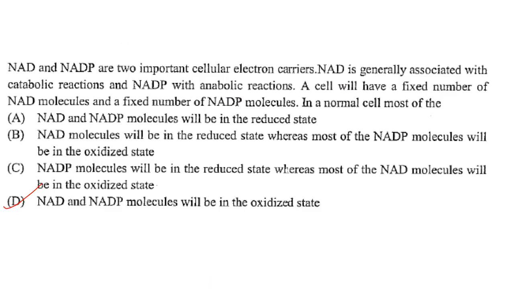Then next one. NAD and NADP are two important cellular electron carriers. NAD is generally associated with catabolic reactions and NADP with anabolic reactions. A cell will have a fixed number of NAD molecules and a fixed number of NADP molecules. In a normal cell, most of the NAD and NADP molecules will be in the reduced state? No. NAD molecules will be in the reduced state? No, both will be in the oxidized state. Answer is option D. NAD and NADP molecules will be in the oxidized state.